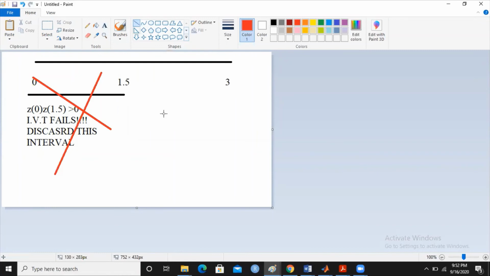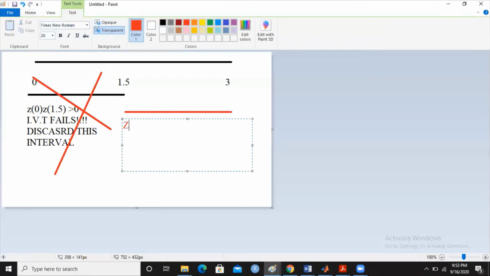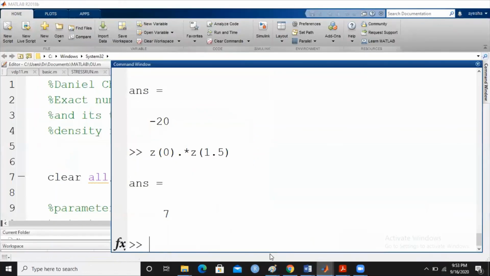The next subpart is written here, 1.5 and 3. Now I want to check, and because you are learning it, for your ease I will write here what z is. z is actually x square minus 4. Now z of 3 is 3 square minus 4, which is 5, and z of 1.5? Use your calculator: 1.5 square minus 4. So z of 1.5 is minus 1.75.